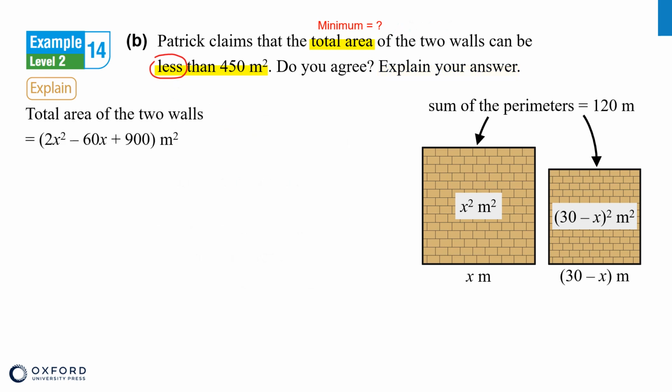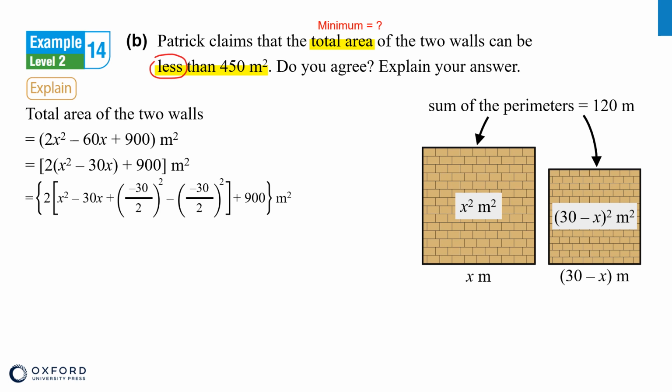We have expressed the total area in terms of x in part A, which is a quadratic function. To find its minimum, we can use the method of completing the square. First extract 2. Then add and subtract the square of the half of negative 30. Then the function can be written in this form. From it, we can find that when x is 15, the function is at its minimum, and the minimum is 450.